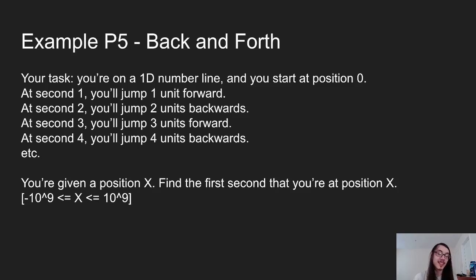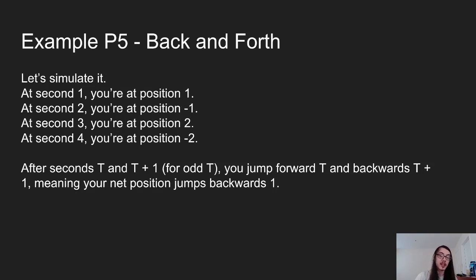Okay, first, the coordinates are up to 10 to the 9th, which is a huge number. So you can't just simulate the jumps because there are way too many of them. And okay, so this problem is hard until you draw out the coordinates. At second 1, you're at location 1. At second 2, you're at location -1. At second 3, you're at location 2. At second 4, you're at location -2. And this pattern continues, 3, -3, 4, -4. Because if you pair odd and even jumps together, you can realize that you just jump backwards 1 unit every 2 jumps.